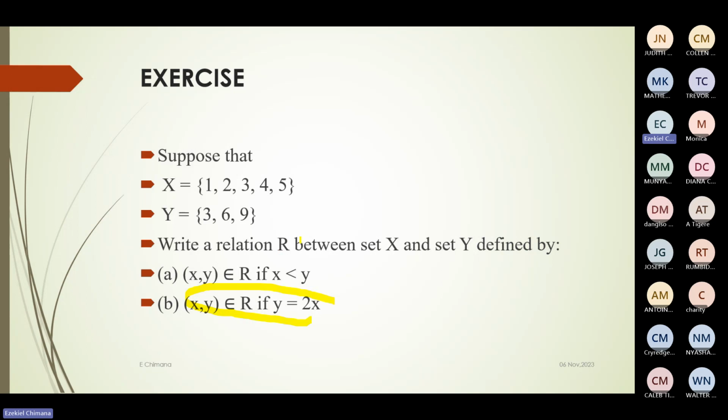So you can have a relation on a single set, like a relation on a set X. What you need is just to take the cross product of X with itself, or you just use this set as set X and then use it again as set Y. So all the values will be from the one set.